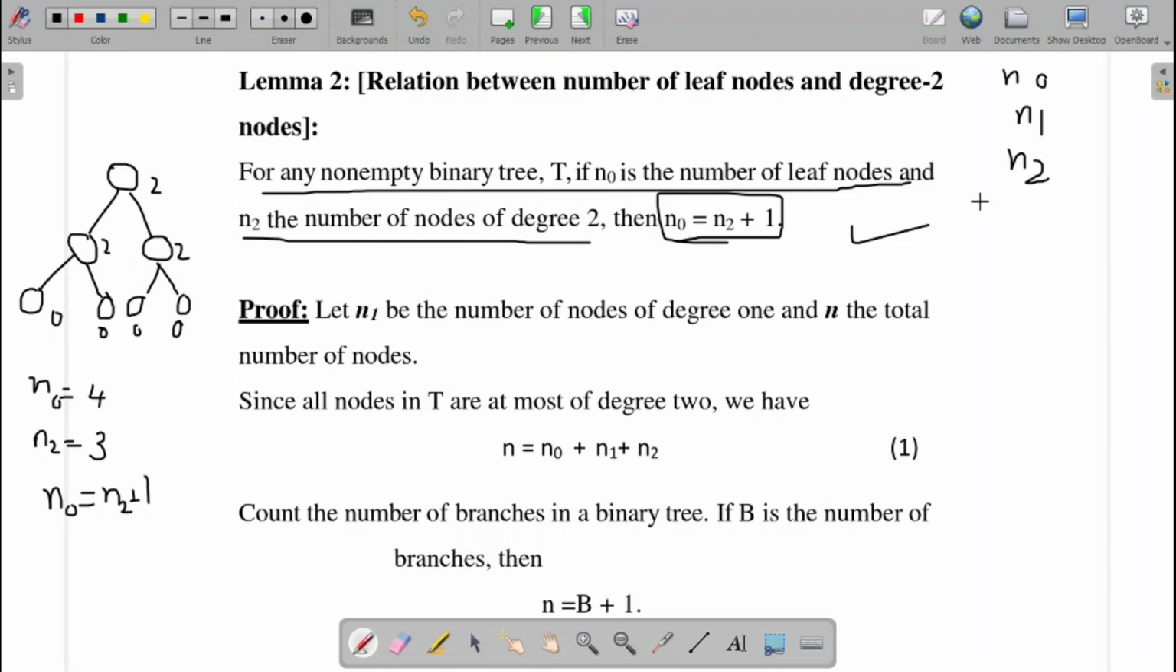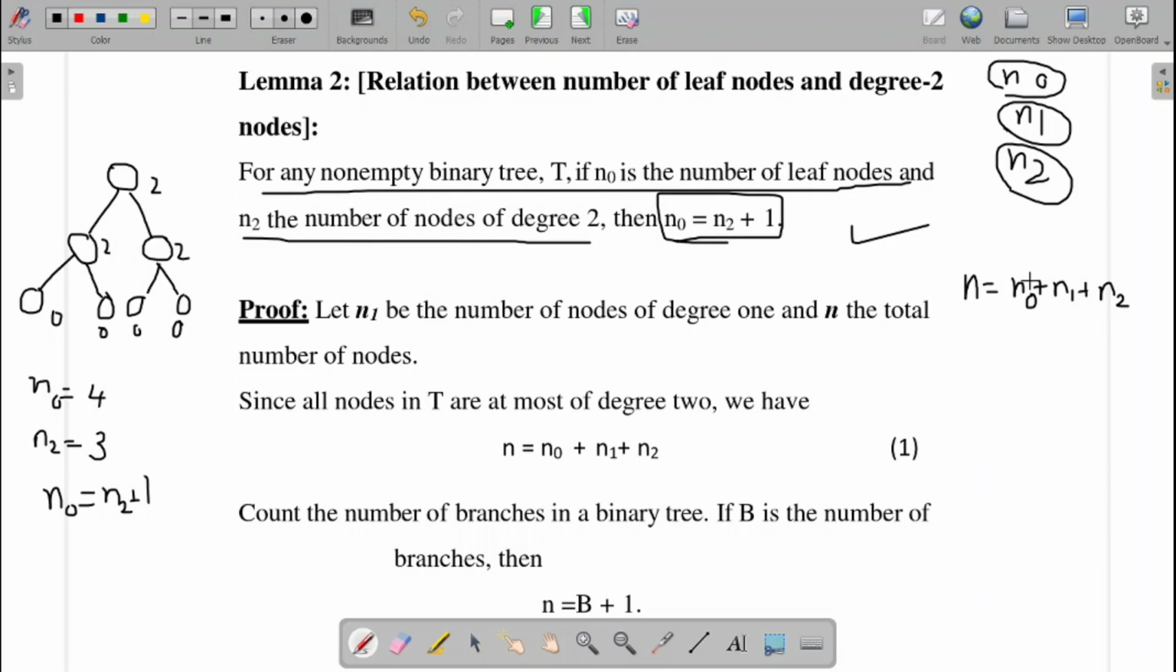So this proof will be done in the following steps. As I told earlier, n0 indicates the number of nodes of degree 0. n1 indicates the number of nodes of degree 1. n2 indicates the number of nodes of degree 2. Fine. So if you take the total number of nodes, n equals n0 plus n1 plus n2. Then next, how many branches are there in that tree?